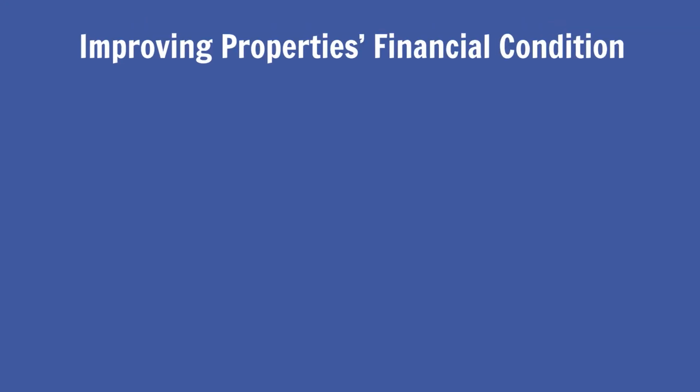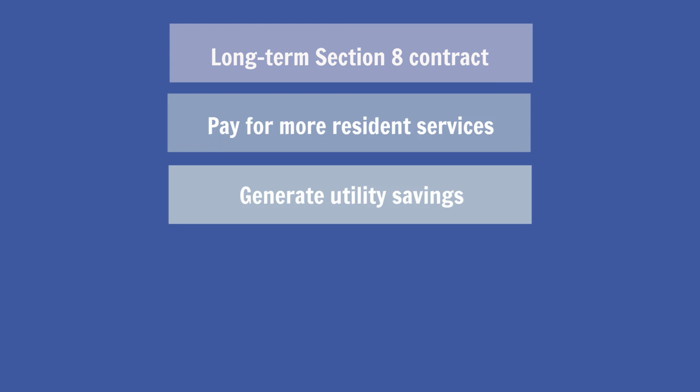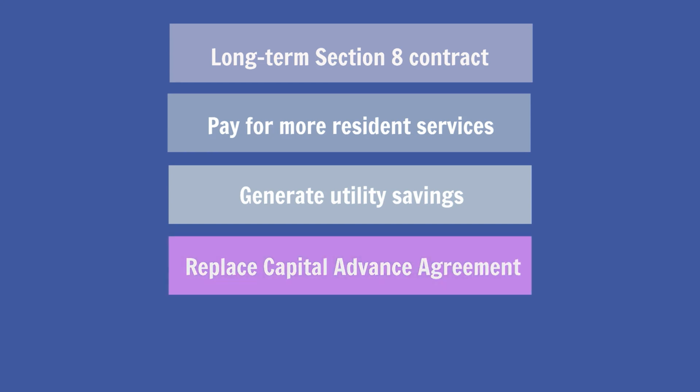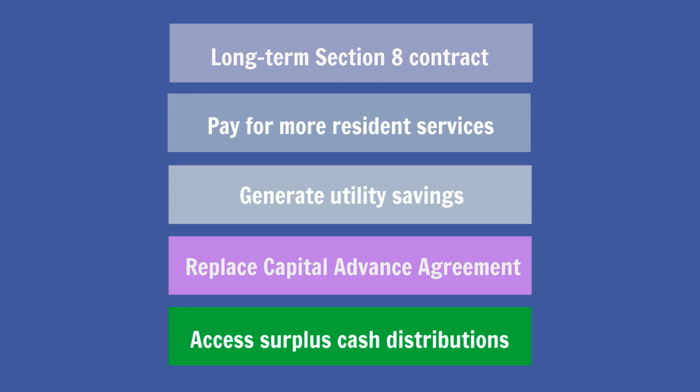RAD can improve a property's financial health through these key benefits. It will be placed under a long-term project-based Section 8 contract with annual rent adjustments made by the Operating Cost Adjustment Factor, also known as OCAF. It will have the flexibility to pay for an increased share of the costs of resident services, ensuring the ability to meet residents' needs on an ongoing basis. It will benefit from utility savings generated from green and energy-efficient retrofits. HUD will replace the property's capital advance agreement or the related capital advanced mortgage note with an extended use agreement. This will facilitate the use of low-income housing tax credits. And lastly, you will have access to surplus cash distributions.